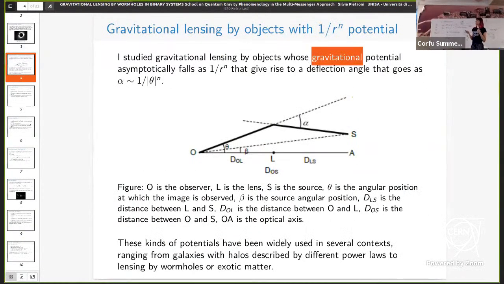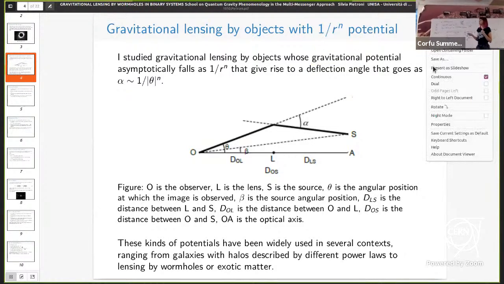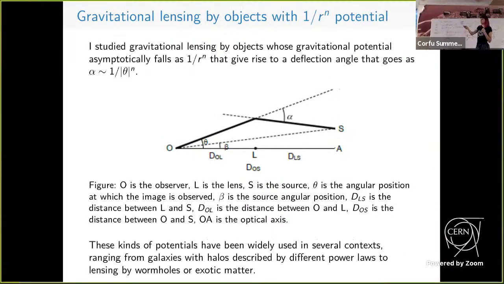This is the configuration of the system. S is the source position, L is the lens, O is the observer. When the ray of light that starts from the source passes close to the lens, we have light deflection. The real position of the source is under an angle called beta, and the image that we observe is under an angle theta. So the deflection angle goes as 1 over theta to the n.